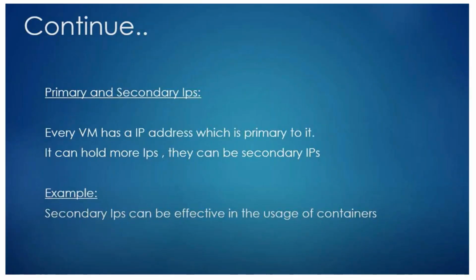Next, primary and secondary IPs. Every VM has an IP address which is primary to it. It can hold more IPs, which can be secondary IPs. Secondary IPs can be effective in the use of containers.